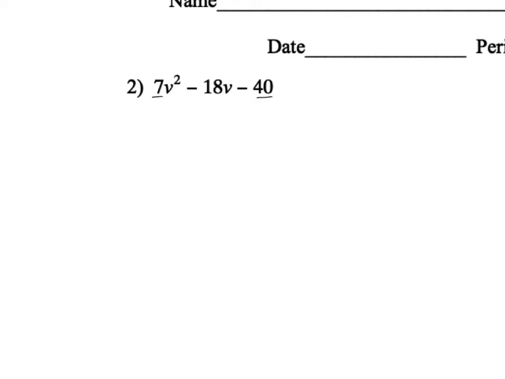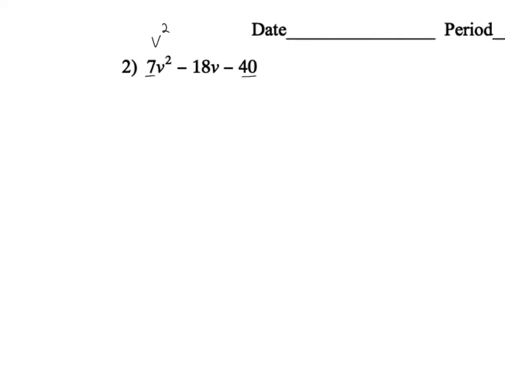So we move on to either general factoring or trial and error. Which one are we going to use? Well, it's not going to be general factoring because we don't have a 1v squared or just v squared. We have 7v squared. So we need to go ahead and we're going to be doing the smiley face method or trial and error method. So we'll do this. What are the factors of 7v squared? That is 7v times v.